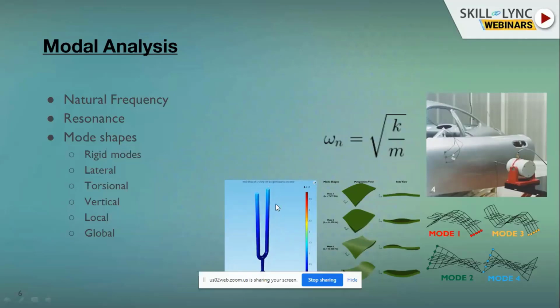So you can see that the two prongs are moving away from each other, and that this is one of the fundamental frequency modes of the tuning fork.